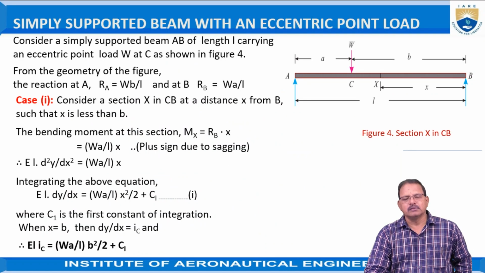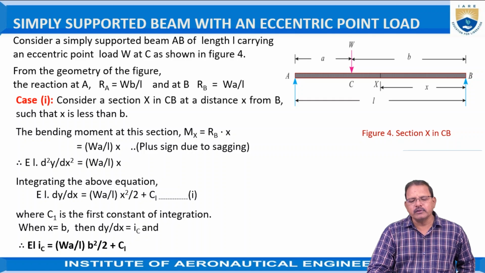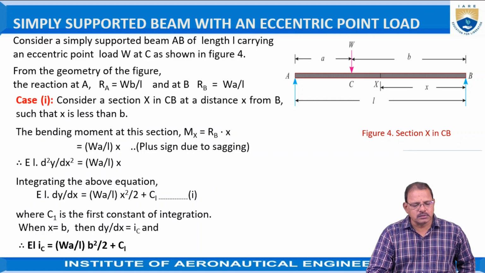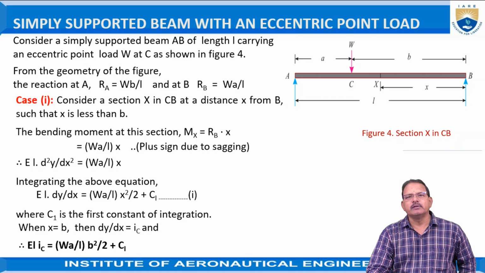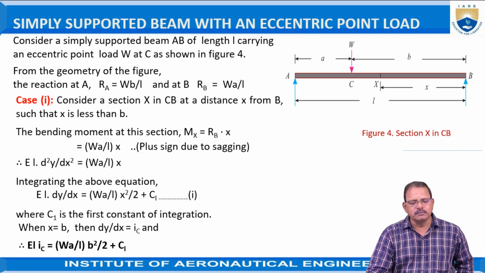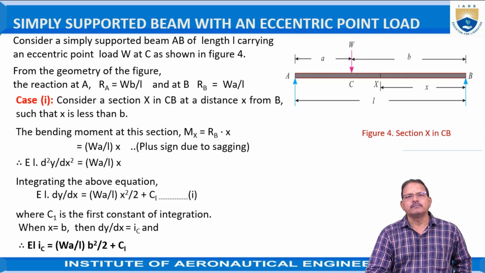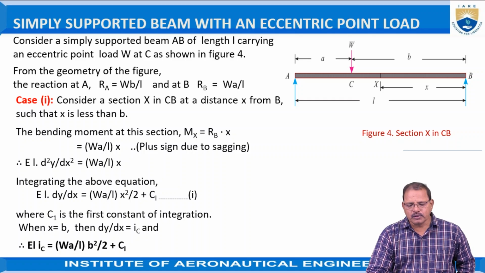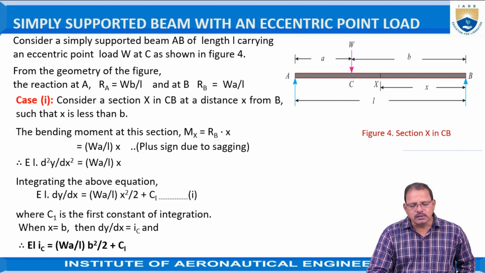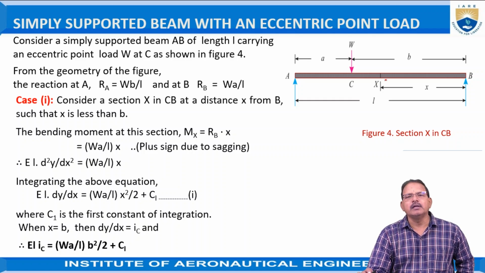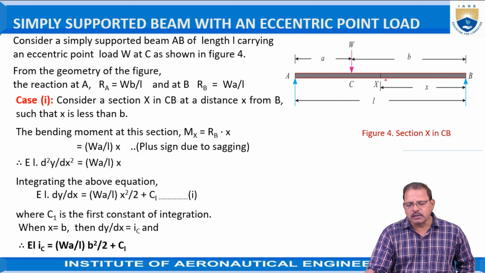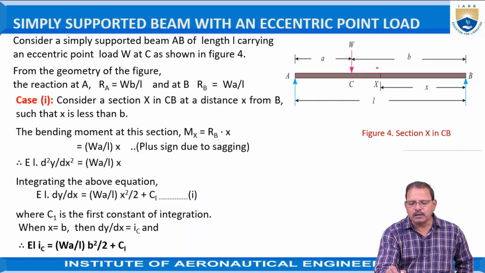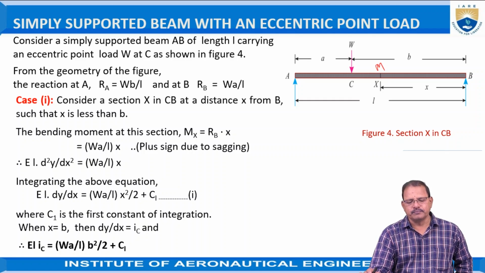Now the derivation, regarding a simply supported beam with an eccentric point load. Consider a simply supported beam AB of length L carrying an eccentric load W at C, as shown in the figure. Here the eccentric load means the load which is not acting at the geometric center. Earlier we took the center, but now it is acting at a distance of c. Here assume that the location, according to the problem, is between A and midpoint M.